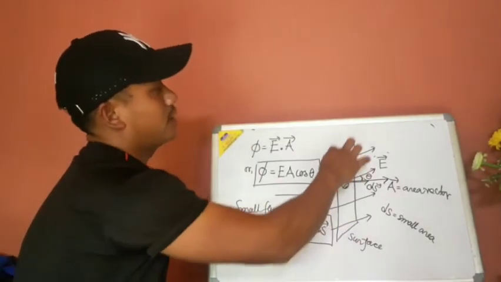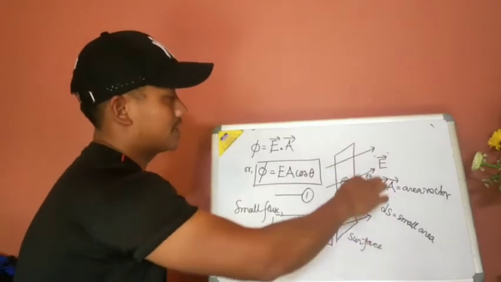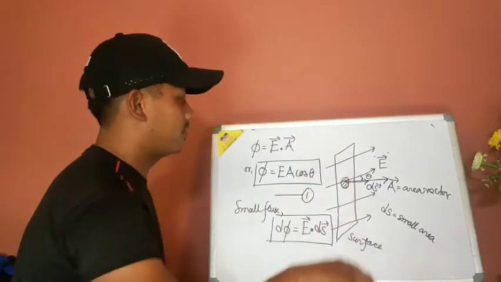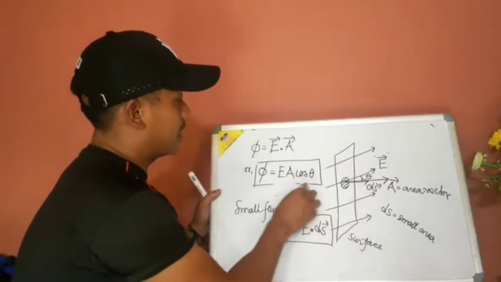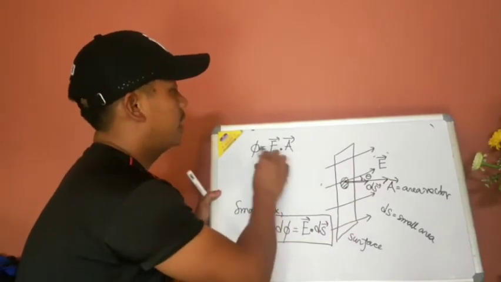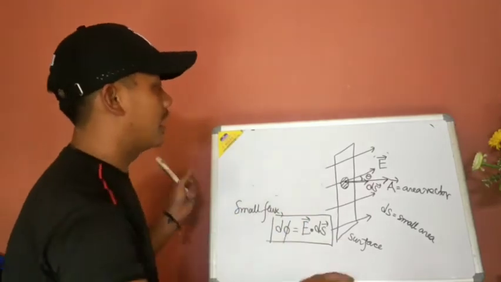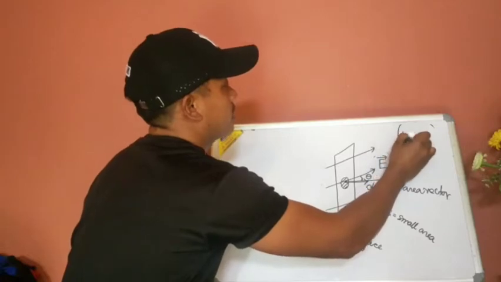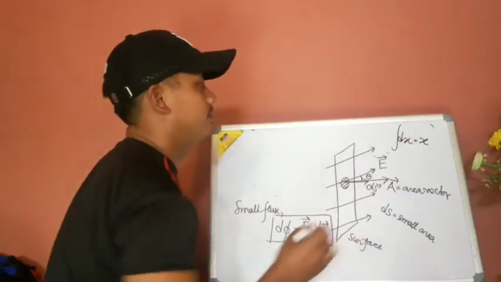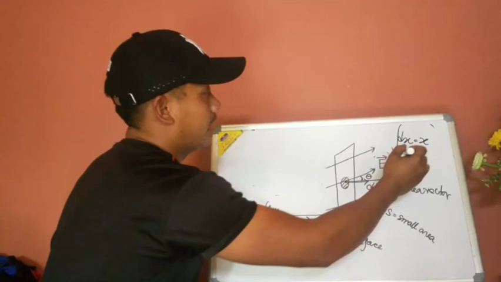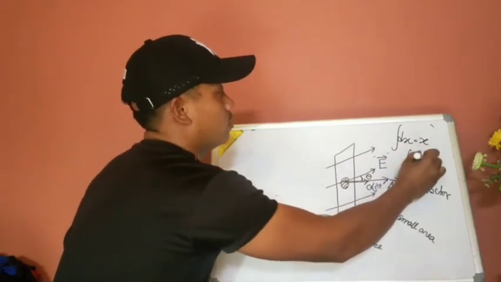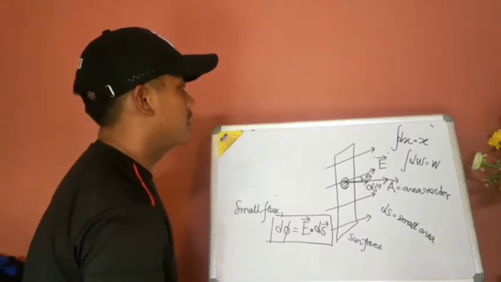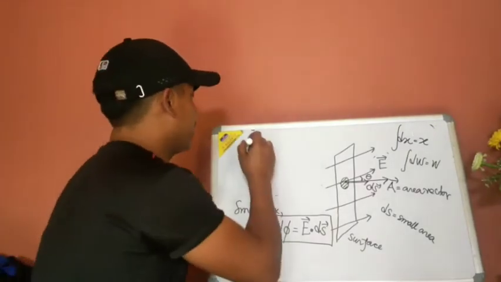If you want to find the total flux linked with the whole surface, you will take the help of integration. Last time I told you integration dx is equal to x. That's why I wrote integration dw is equal to w. Is that okay?